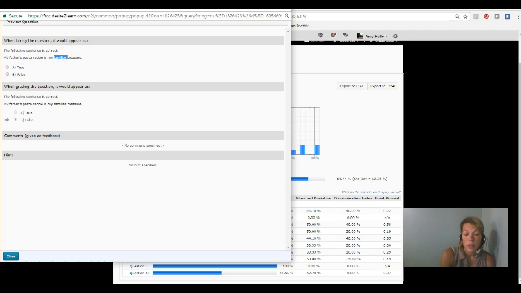So it should be family singular apostrophe S to show the possession of that treasured recipe. All right, if you have questions about that, let me know.